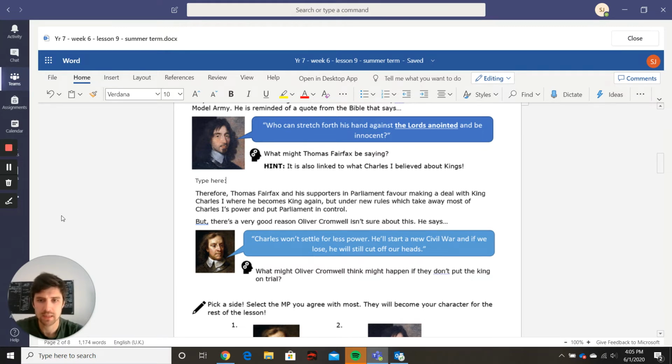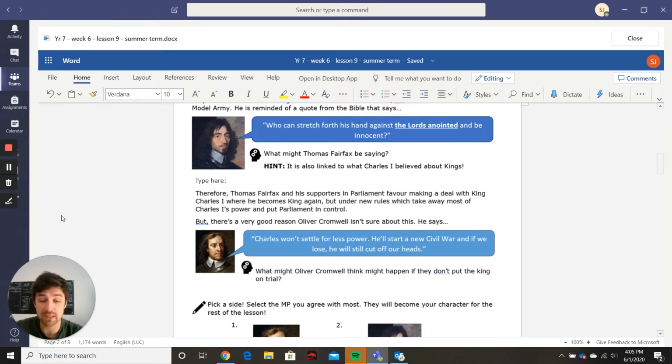What happens next? Well, therefore, Thomas Fairfax and his supporters in Parliament favour making a deal with King Charles, where he becomes king again. But under new rules which take away most of Charles I's power and put Parliament in control. Of course, we all know that Oliver Cromwell wants to put him on trial.